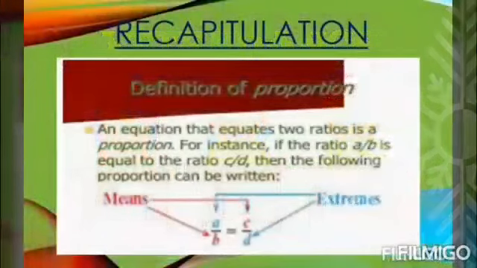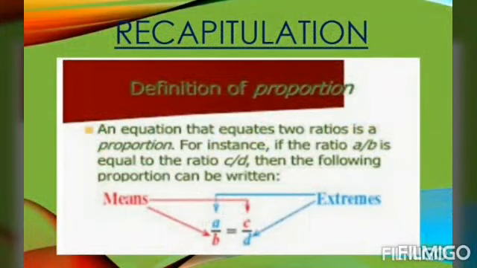Let's start with quick recapitulation. Definition of proportion. When two ratios are equal, they are said to be in proportion. Any four numbers A, B, C and D are in proportion if A is to B equals C is to D, where A and D are called extreme terms, or we can say extremes, and B and C are called middle terms, or we can say means. In proportion, product of extremes is always equal to product of means.